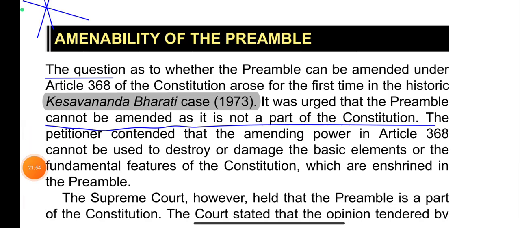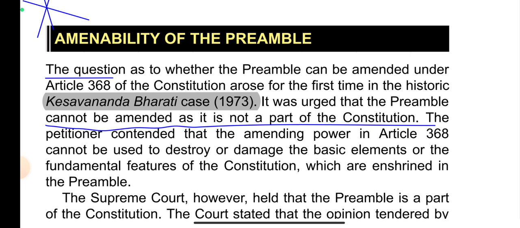Now the next heading है amenability of the preamble. Amenability मतलब क्या है? The question is whether the preamble can be amended. अच्छा, can be amended or not. Whether it can be amended under Article 368 of the Constitution arose for the first time in the historic Kesavananda Bharati case, 1973. उसके बाद ही 1976 में जो terms हैं वो add किया गया, 42nd Amendment. It was urged that the preamble cannot be amended as it is not a part of the Constitution.